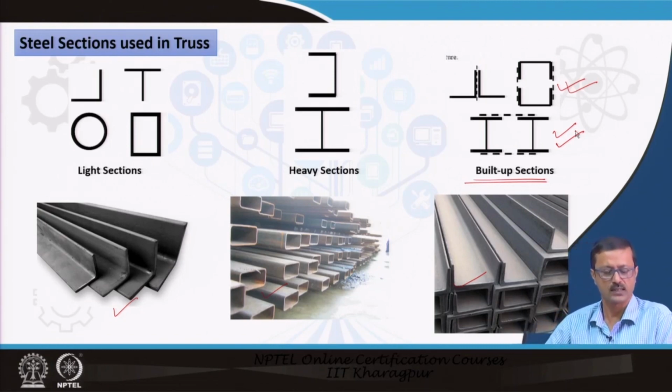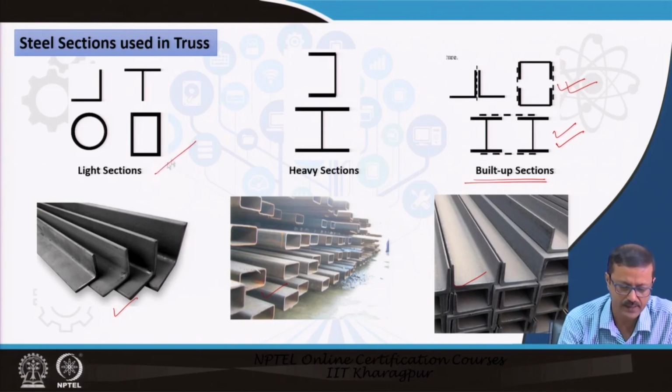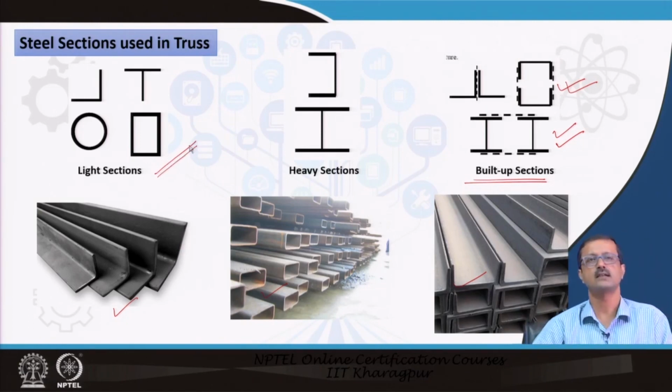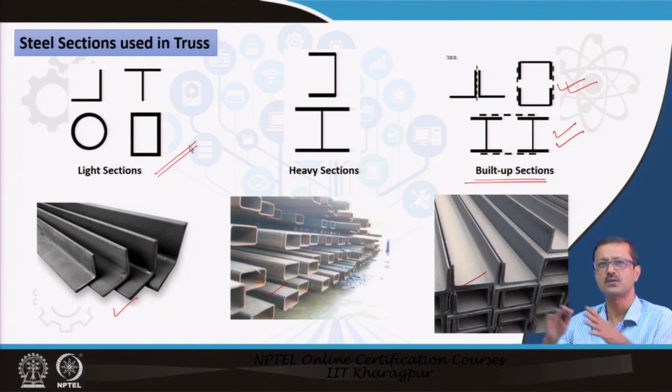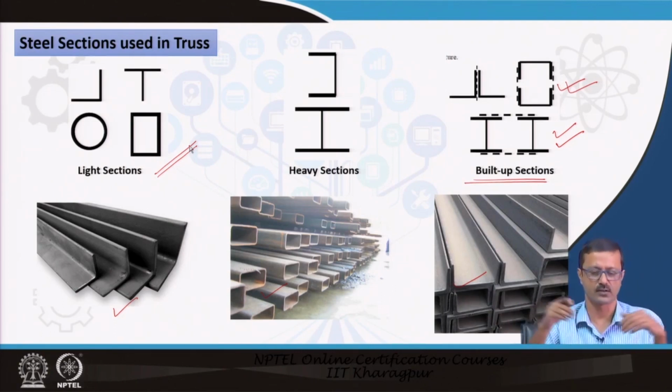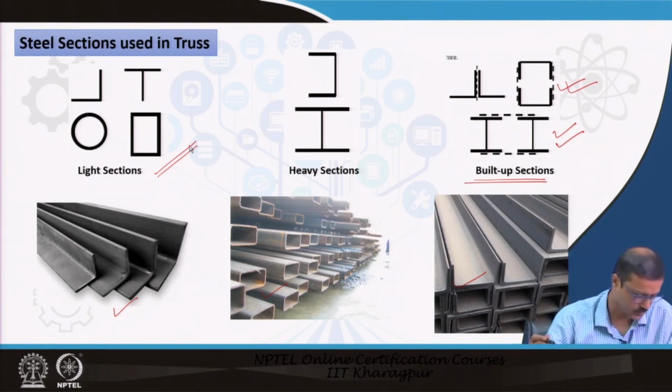Now, these light sections are very popular. The designer will try to build the truss with the help of the angle, the T, or the box sections. First they will try to make it with the angle, and then the T and the box sections. The circular hollow pipes are also used for lightweight trusses. But those built up sections are definitely used.